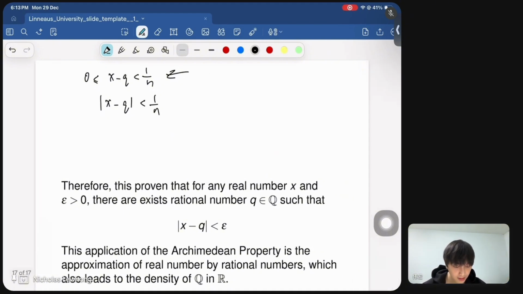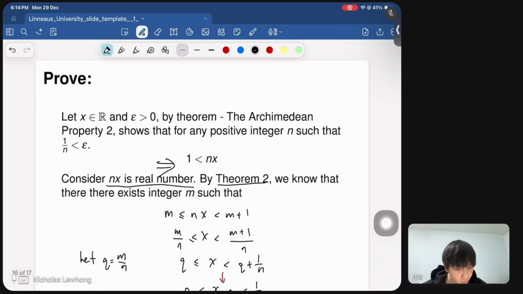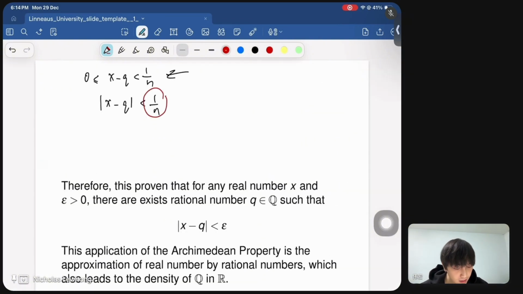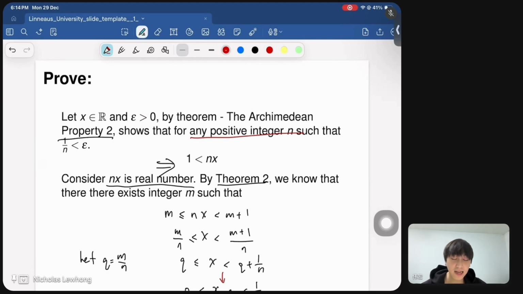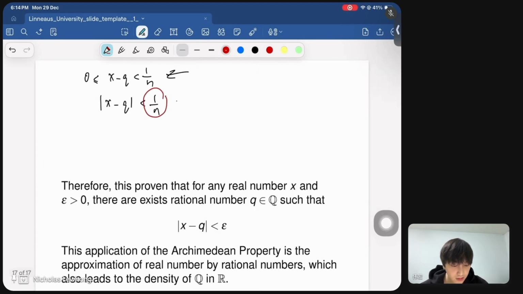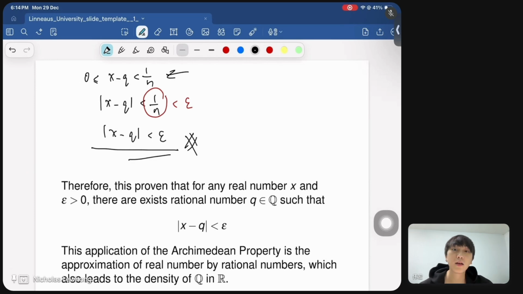Because from property 2, just now we said there is a positive integer n, which is here, such that 1 over n is smaller than epsilon. So here it is going to be smaller than epsilon, and our proof is done because the absolute value of x minus q is smaller than epsilon. So our proof is done. Therefore, it is proven that for every real number x and epsilon larger than 0, there exists a rational number q such that the absolute value of x minus q is smaller than epsilon.